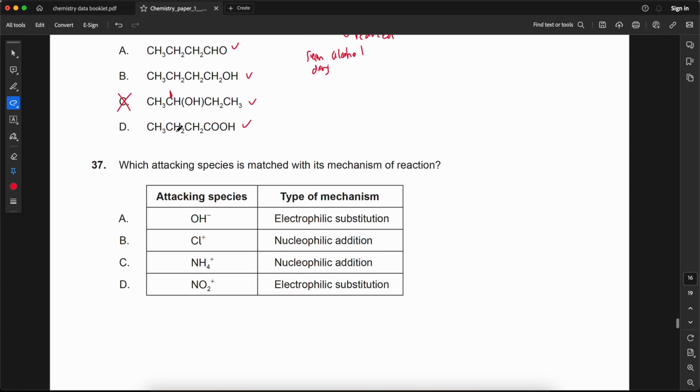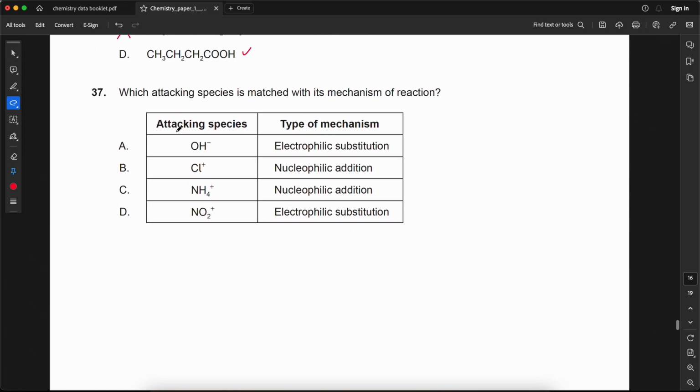Number 37, which attacking species is matched with its mechanism of reaction? OH is a nucleophile, and for B, it's an electrophile. And for C, neither electrophile nor nucleophile, as all its atoms have complete noble gas configuration. Okay, for NO2+, it's obviously an electrophile when it reacts with benzene, chlorobenzene. So the answer is D.